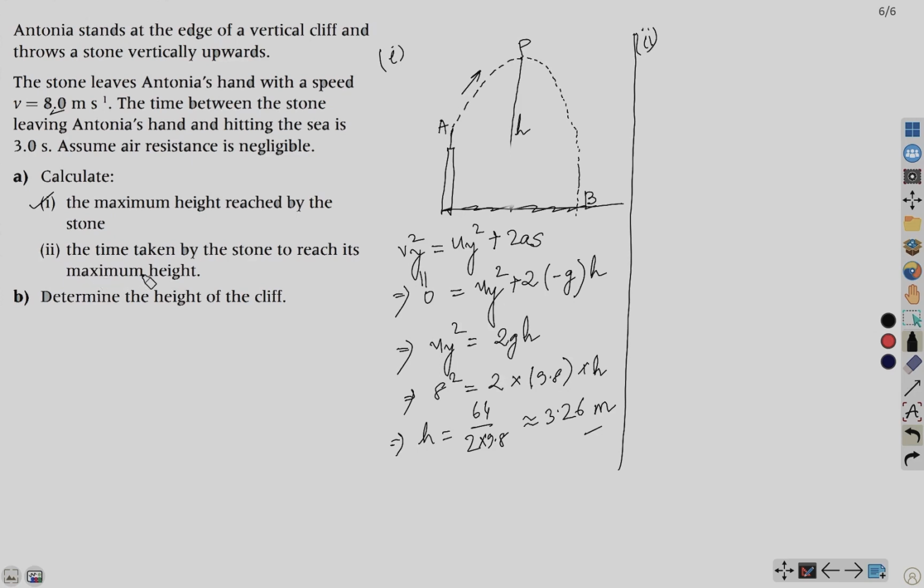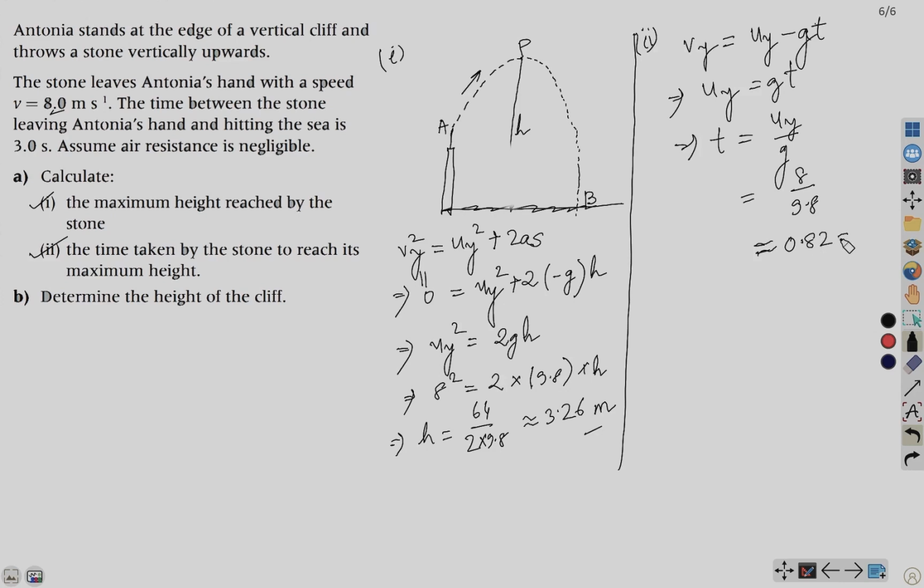The time taken by the stone to reach its maximum height, how much time does it take? Which we'll obtain with this equation. Yes, Vy equals 0, Vy equals Uy minus Gt, and from here we obtain T equals Uy by G. We know Uy equals 8 and G is 9.8. Simplifying, we obtain approximately 0.82 second. Okay.